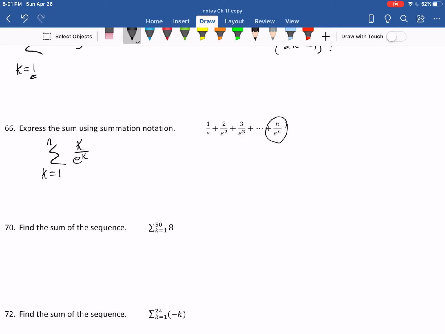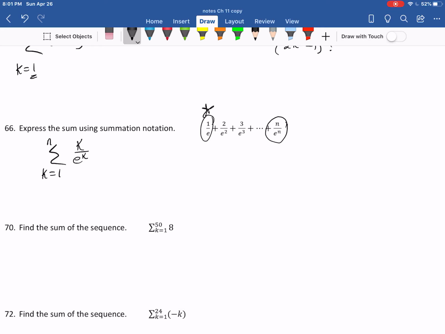The first iteration is when K is equal to 1. If K is equal to 1, we should get our first term in our lineup. If K is equal to 1 in that formula, we get 1 on top divided by e to the 1 on the bottom, and it does give you 1 divided by e.